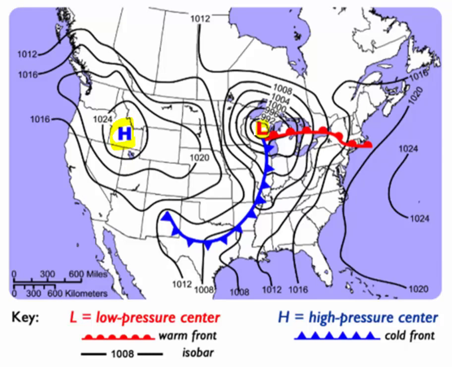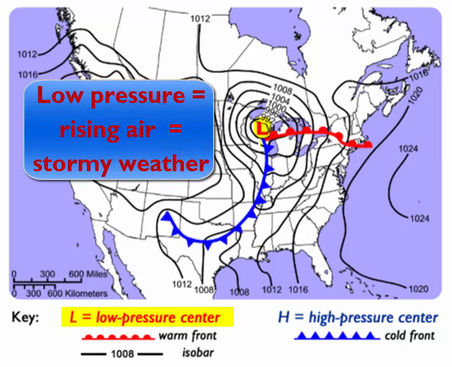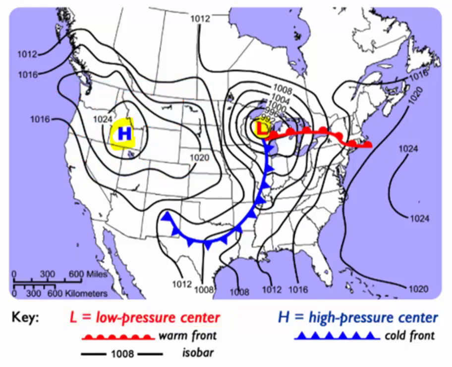And L means low air pressure. Low air pressure means rising air. Rising air means the air is rising, it's cooling, condensation occurs, you have cloud formation and precipitation formation. So the L, our low pressure area, is going to mean cloudy, stormy weather, and H is going to mean sunny, fair weather.